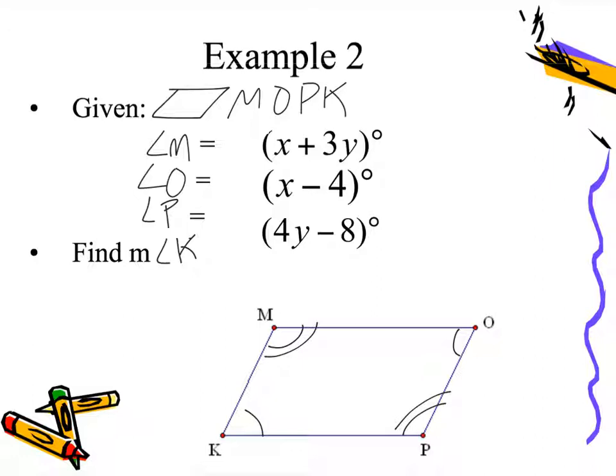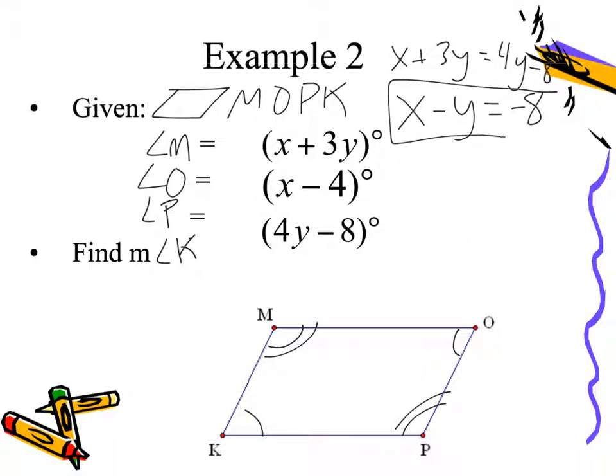Okay. So let's see here. I know that M and P are congruent, right? So I'd have x plus 3y equals P, which is 4y minus 8. Okay, so that's one thing. Let me set that up as a nice system of equations way. x minus y equals negative 8. I just brought that over. That's going to be one of my equations.